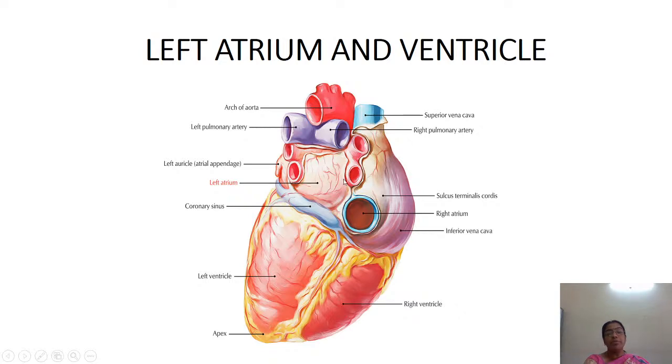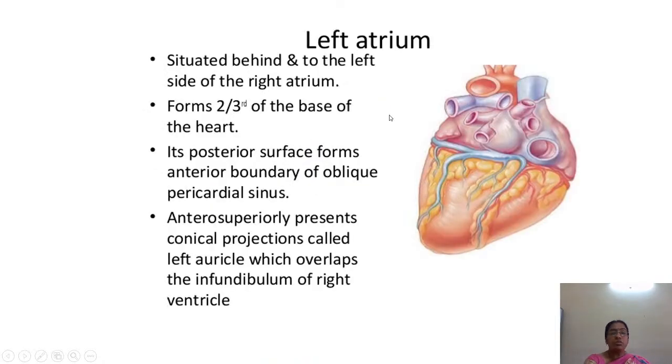So this is the left atrium. When you say the situation of the left atrium, it is present to the left of the right atrium. So this is the right atrium and this is the left part. It is situated to the left of the right atrium. And when you see it externally, yesterday we discussed the external features.